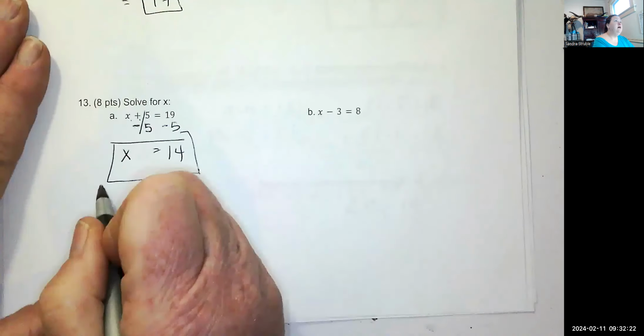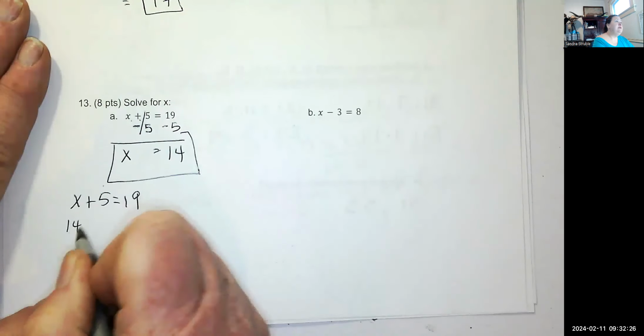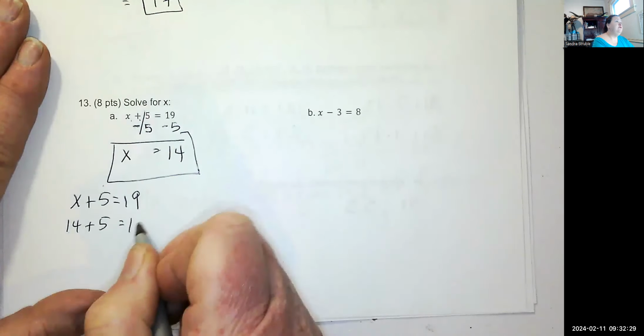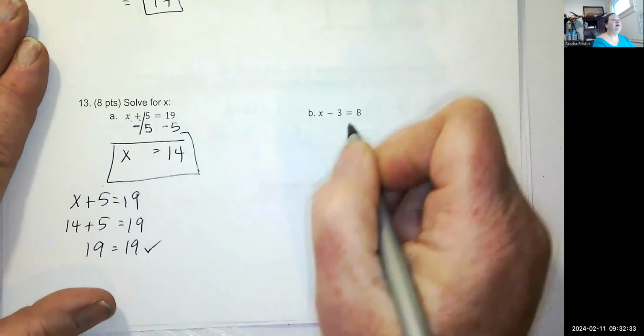You can check this by taking your x plus 5 is equal to 19 and plugging in 14 for the x that you just solved for. Just make sure both sides equal each other, and when they do, you're golden. Let's look at the next one.